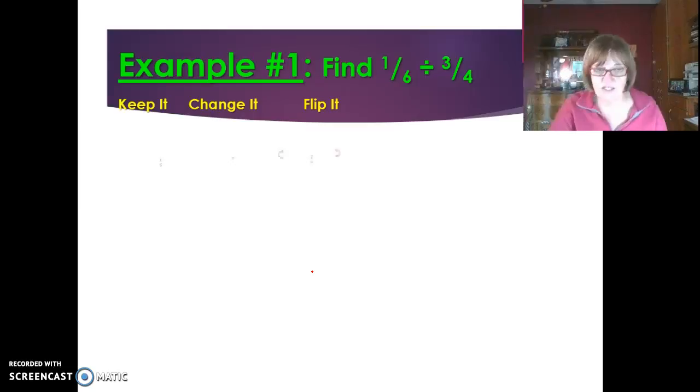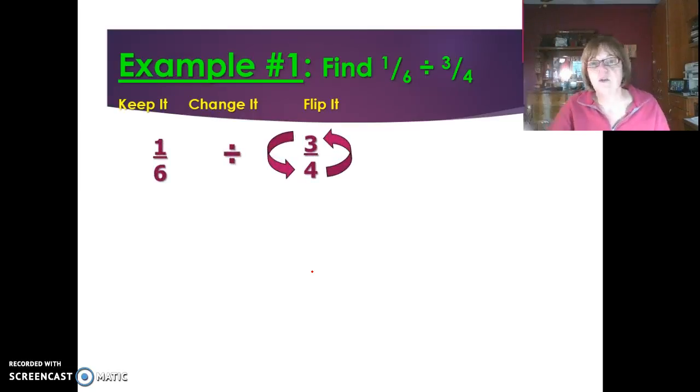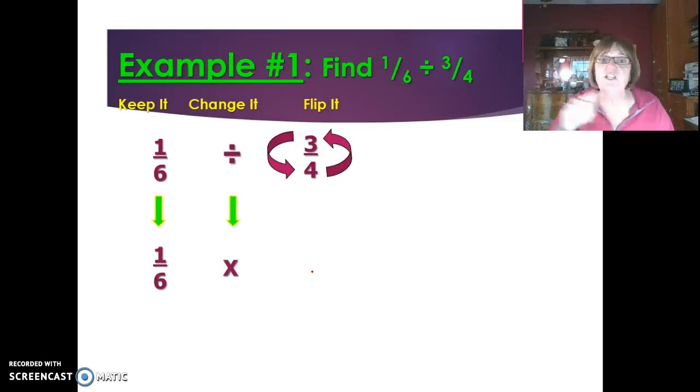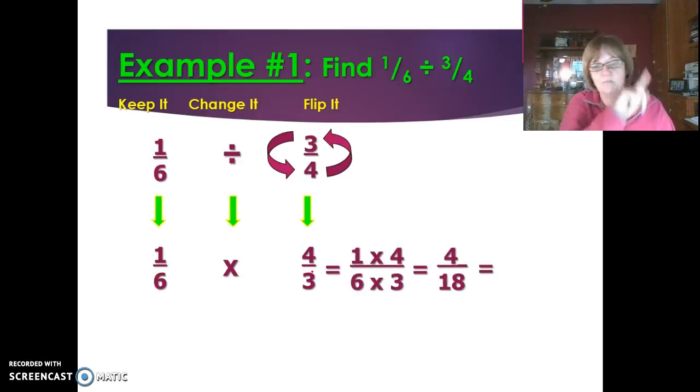All right, you ready to see this? So here's our problem. 1/6 divided by 3/4. We're going to keep it, change it, and flip it. So here's what happens. We're going to keep our 1/6. We're going to change our division to multiplication. Then we're going to flip the second fraction. When we do that, now all we have to do is multiply across.